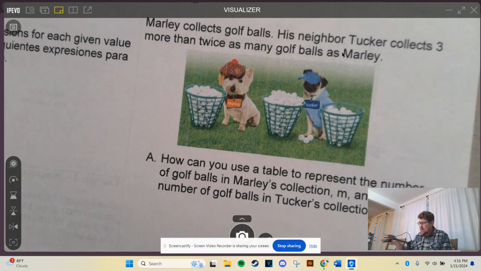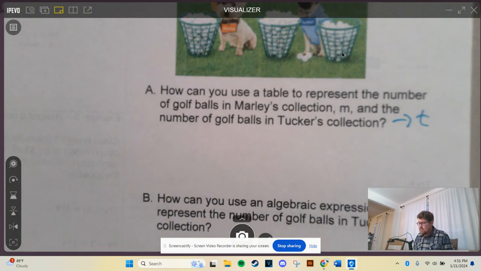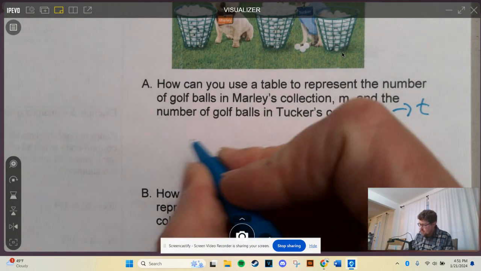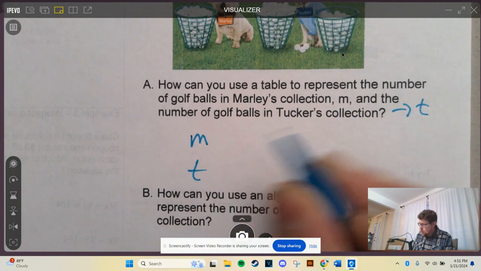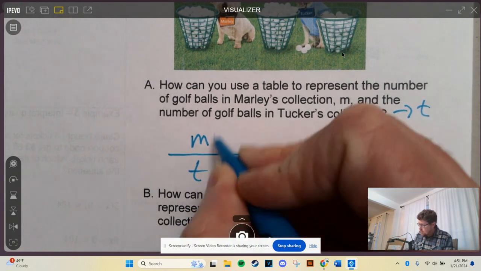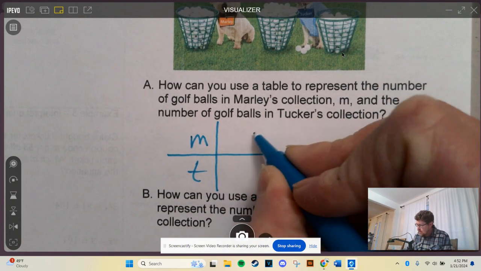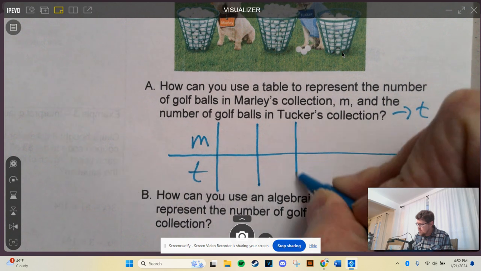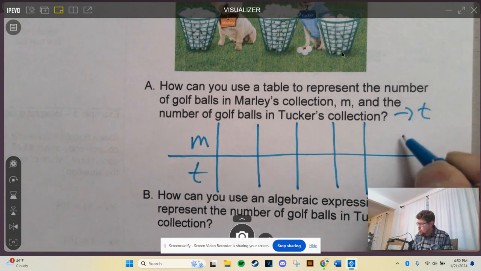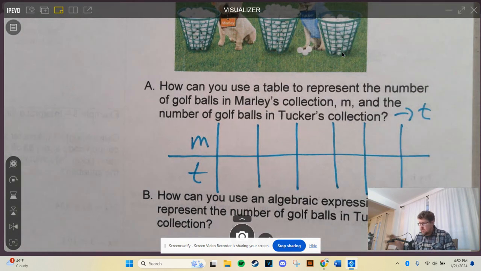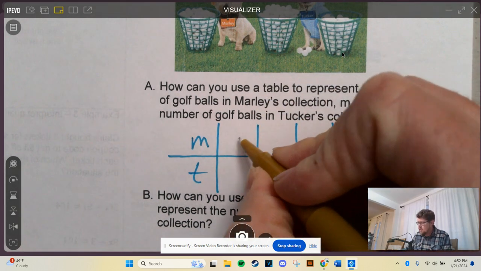Okay, so we're going to use a table to represent the number of golf balls in Marley's collection M and the number of golf balls in Tucker's collection, which is going to be T. So I'm just going to set up kind of a sideways T chart right here. And I'm just going to start out with making some cells in this table. Let's see if Marley, remember that's the dude on the left, he's not quite as good at his job as Tucker, but he's still pretty cute.